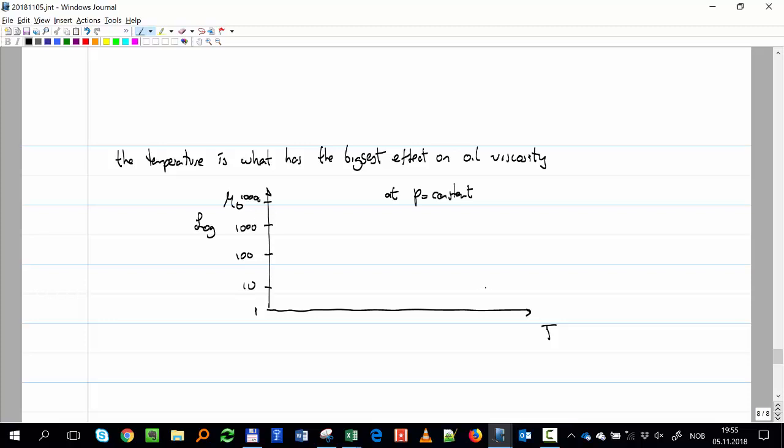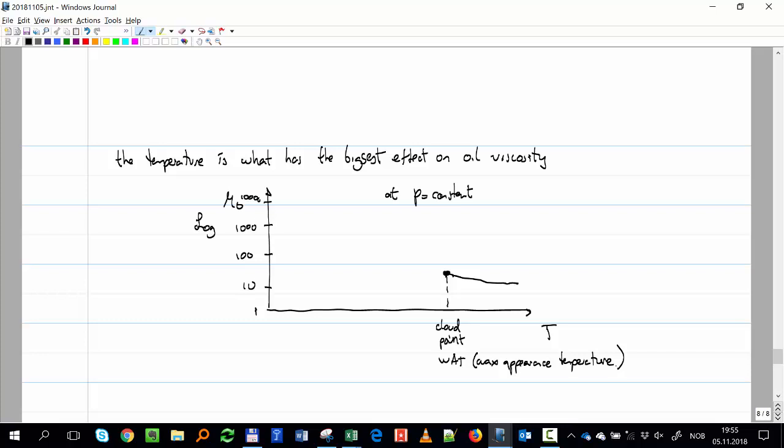The behavior in the first range, let's say 10 to 100, is affected by temperature, but it's not so dramatic. Not so dramatic, until we reach a point that you can see in the lab, very clearly. It's called the cloud point, or also called the WAT, the wax appearance temperature.